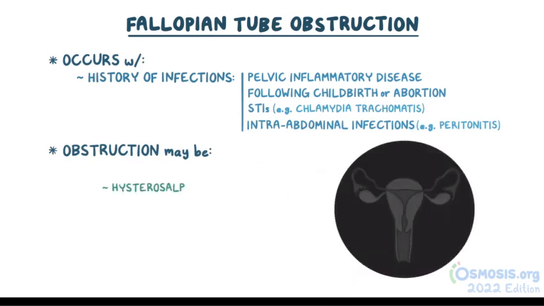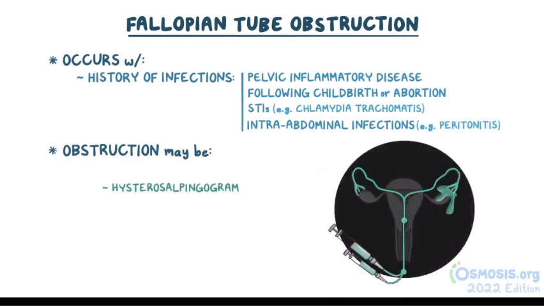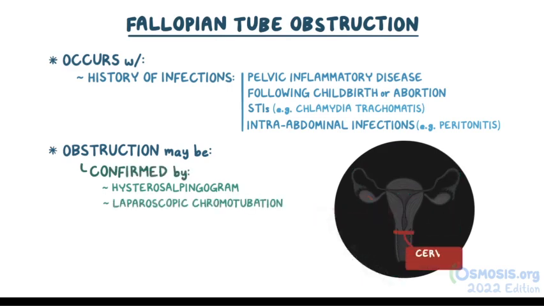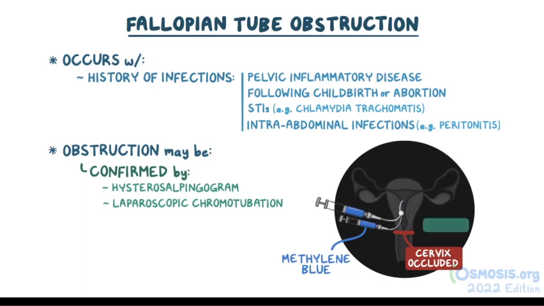On a hysterosalpingogram, contrast spills out into the peritoneal cavity if the tube is open, and doesn't spill if the tube is obstructed. Ultimate confirmation, however, is done through laparoscopic chromotubation, which is when the cervix is occluded and a dye like methylene blue is injected into the uterus. And, just the same, a patent tube will spill dye at its ovarian end, whereas a blocked one won't.